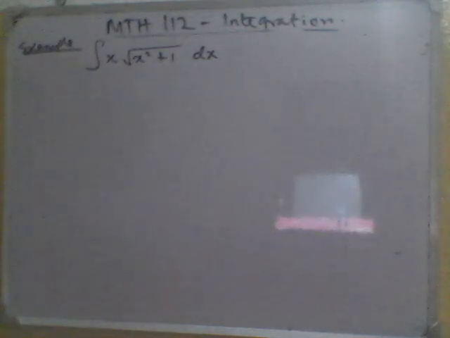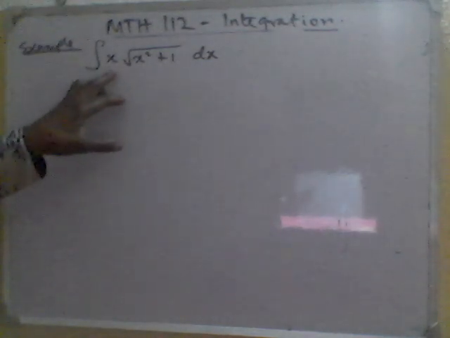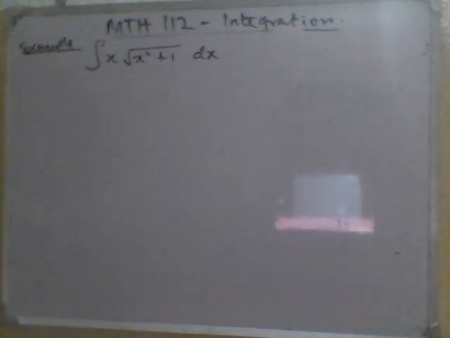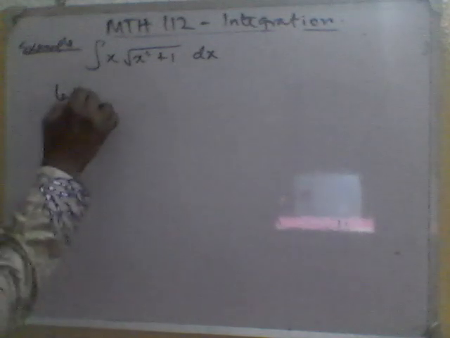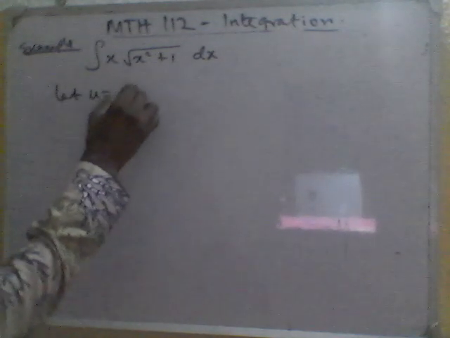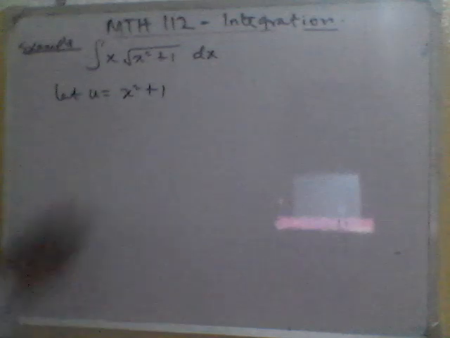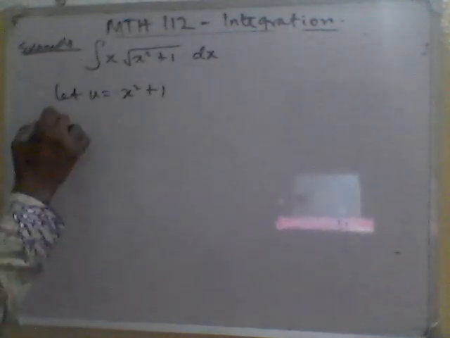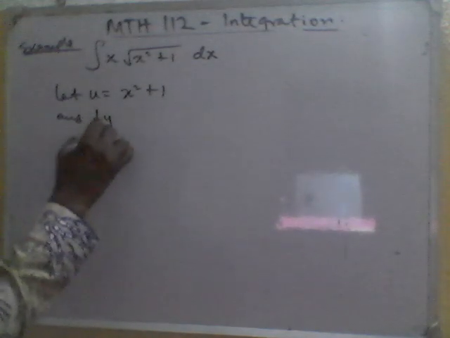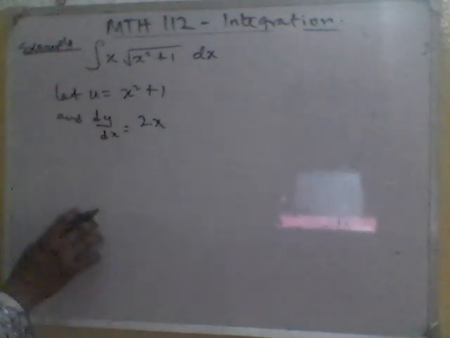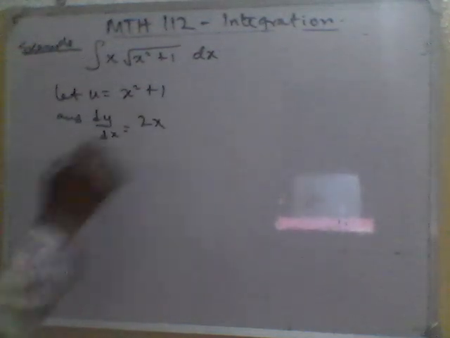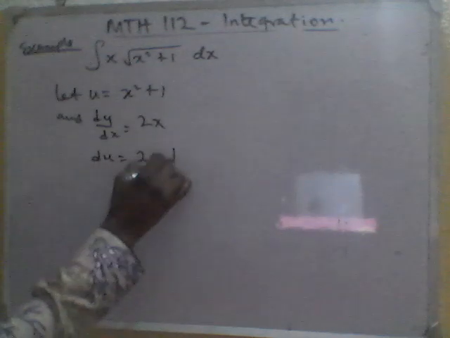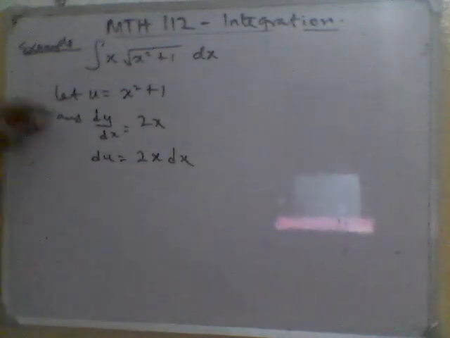Okay, so our question on the board says integrate x times the square root of x squared plus 1 dx. Again, this is a composite, and I'm going to say let u be equal to x squared plus 1. Make sure that your u is always the simplest function. This is the function inside this function. And du dx is 2x. I can still rewrite this one in linear form: du is equal to 2x dx.